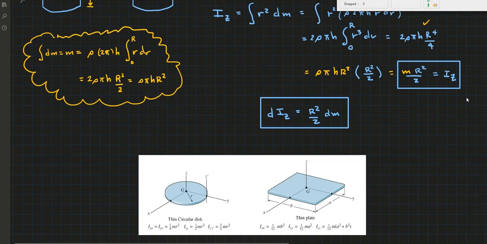Here you can see these are some values that you pull from a table. You can see this is represented right here for a disk. These are some other moments of inertia for the disk about other axes. And over on the right we see the same situation for a thin plate.